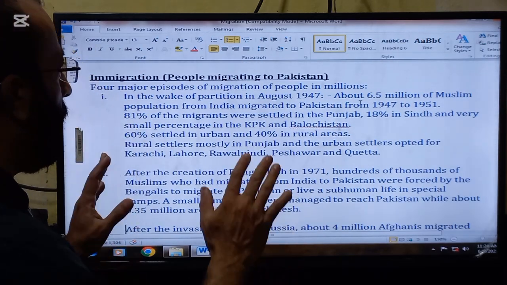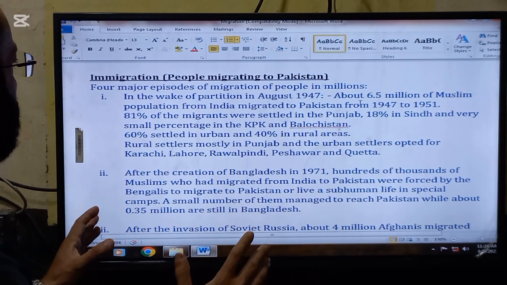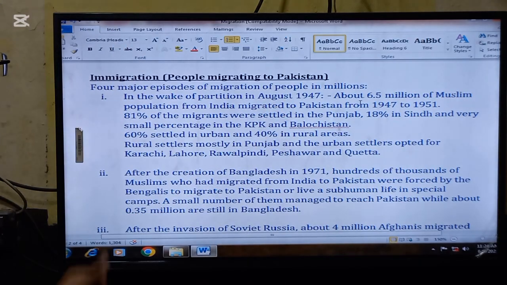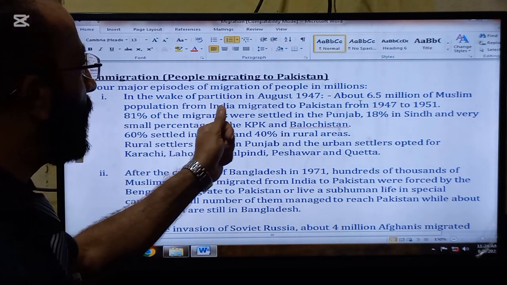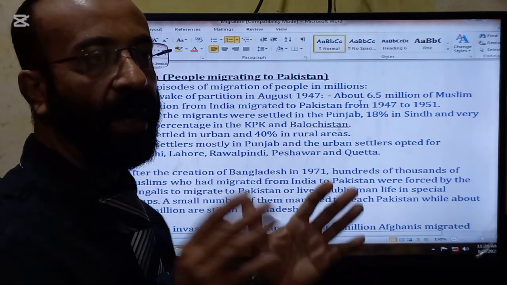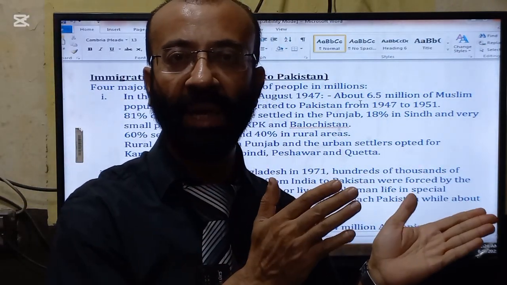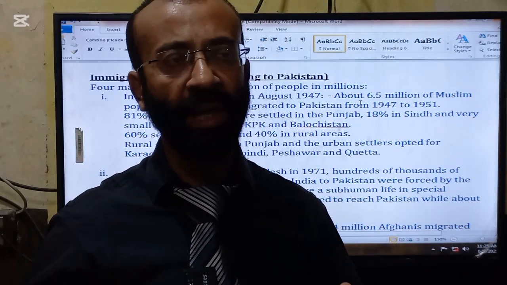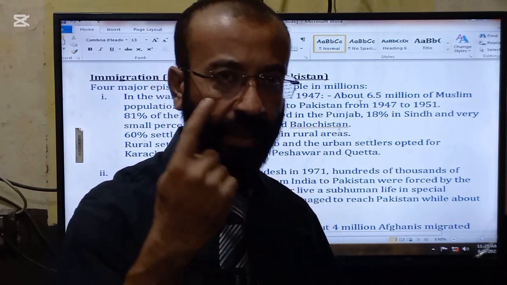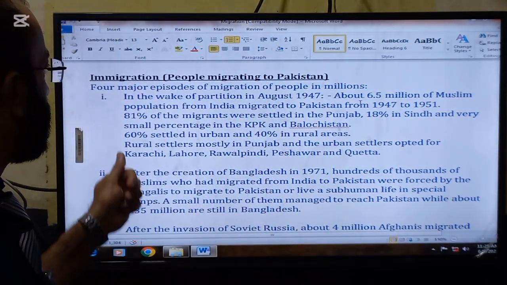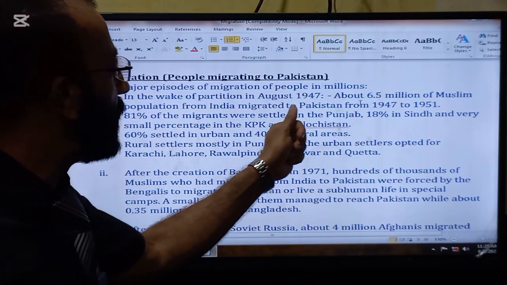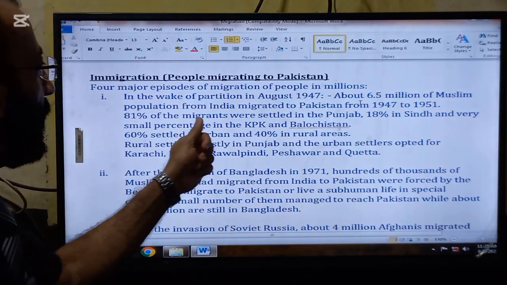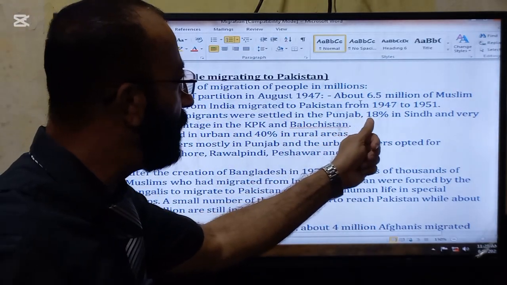Okay, the next topic in migration which we are going to read is immigration: people migrating to Pakistan. There are four major episodes of migration of people in millions. In the history of Pakistan, from independence in 1947 till date, there are four stages in which millions of people came to Pakistan. The first stage was right after independence, in the wake of the partition in August 1947. About 6.5 million Muslims from India migrated to Pakistan from 1947 to 1951.